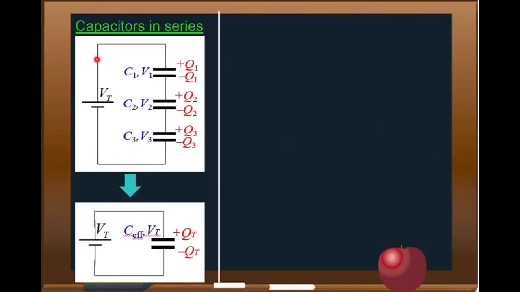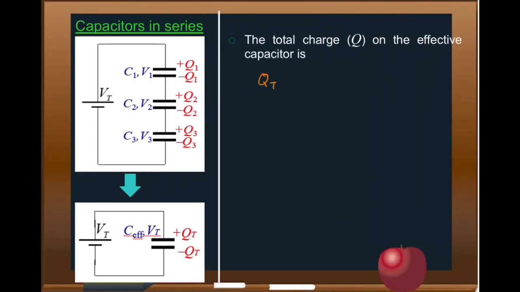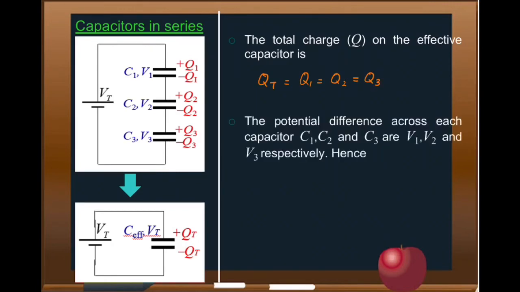When we have a complete circuit, electrons are transferred on the plates of the capacitors such that the magnitude of the charge Q on each plate is the same. So the total charge Q on the effective capacitor is QT, and then QT will be equal to Q1 and equal to Q2 and equal to Q3. So the potential differences across each capacitor C1, C2 and C3 are V1, V2 and V3 respectively.